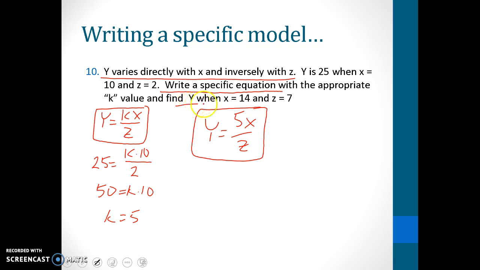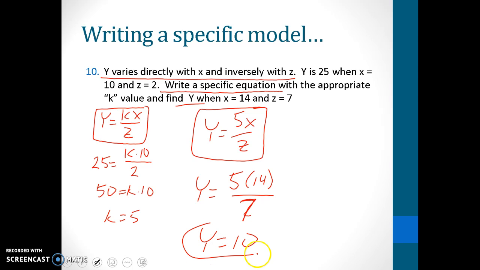And then it says figure out what y is when x is 14 and z is 7. So my y value is going to be 5 times x, which is 14, divided by z, which is 7. That's the same thing as 5 times 2, so my y value will be 10. And so that's what we're going to be working on in our homework assignment.